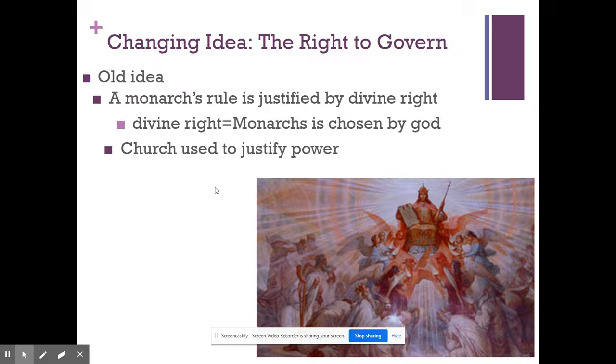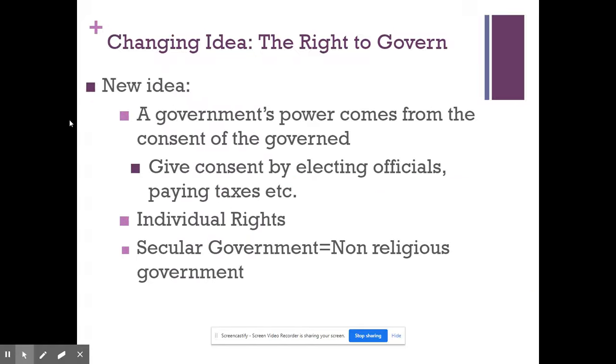The king wasn't crowned by the people. The king was crowned by the Pope, and the Pope spoke for God. So who is in charge? The king, because God said so. But the new idea in the Enlightenment is that power comes from the people, the consent of the governed. So the idea is that you give the government the power by giving consent.